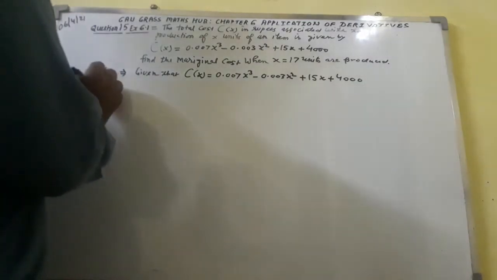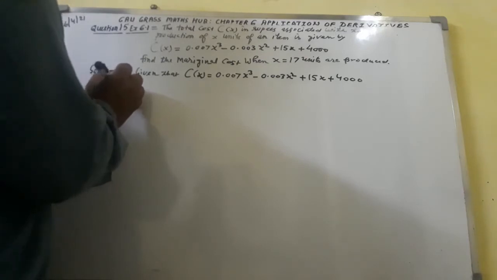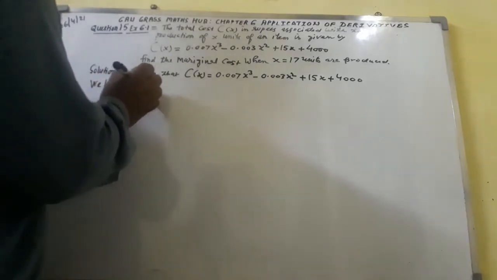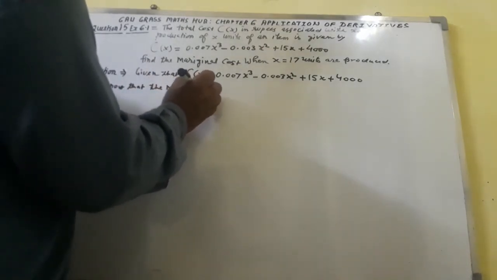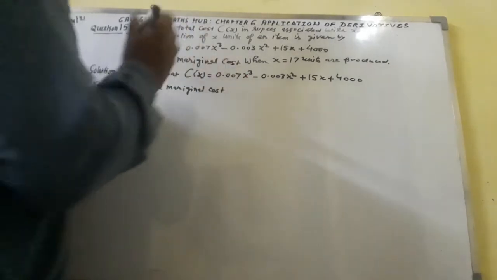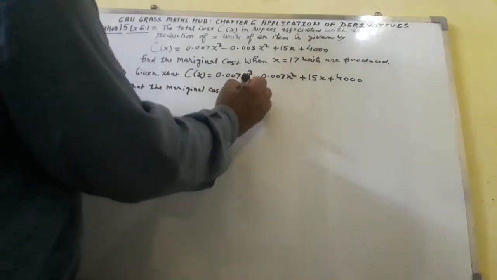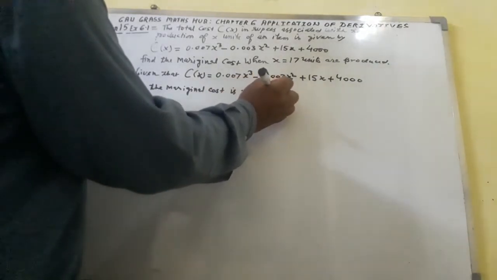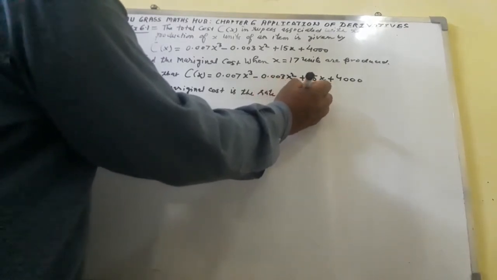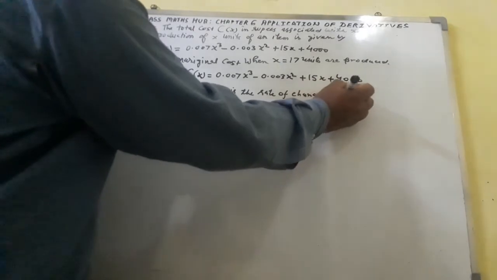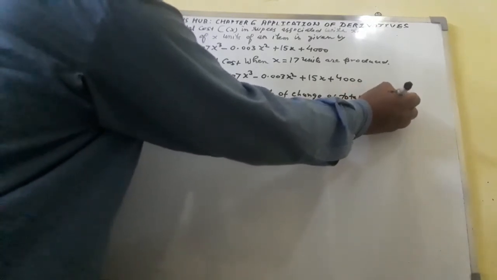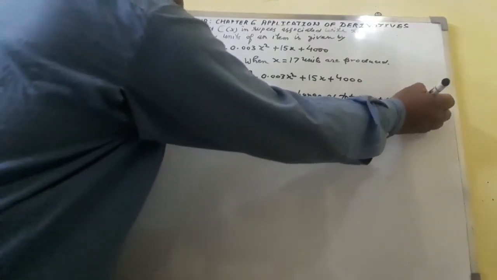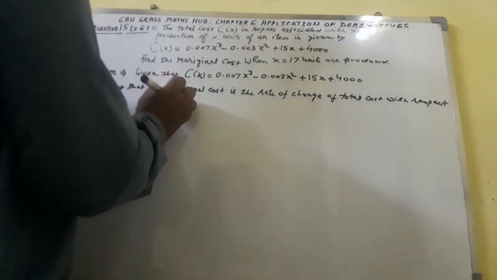So we know that the marginal cost is the rate of change of total cost with respect to the output.